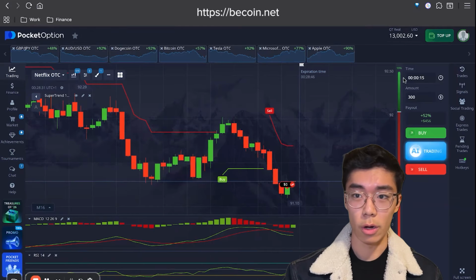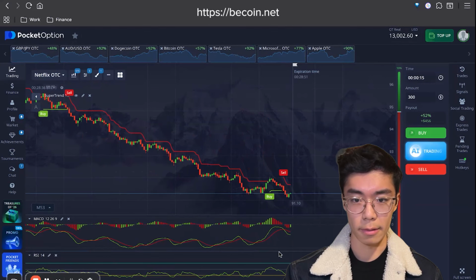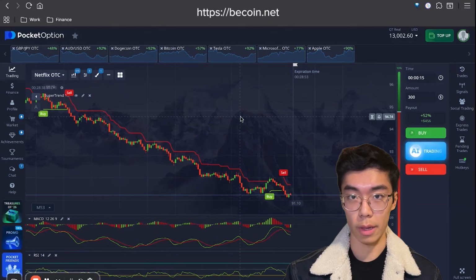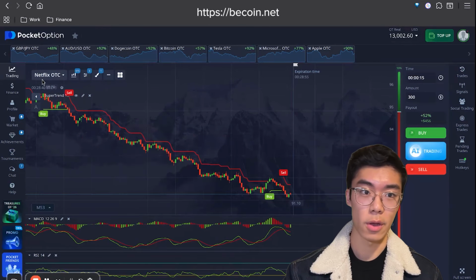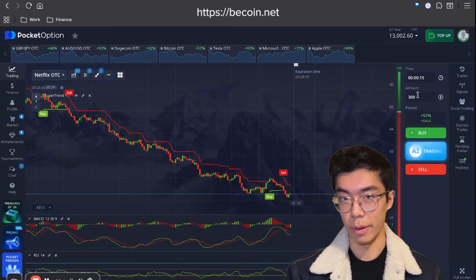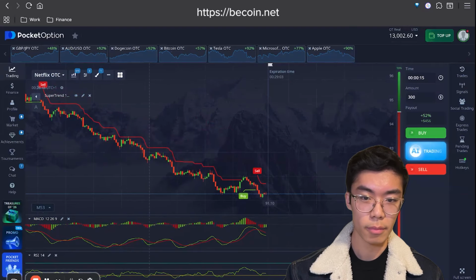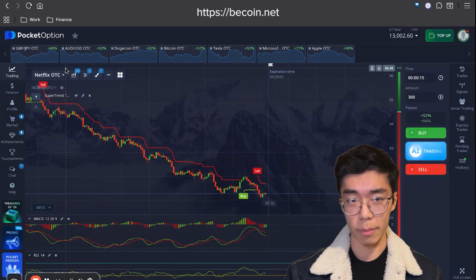Okay, so you want to just select the time frame you prefer. Okay, and you want to be sure that the risk you're taking is worth it. So that means the payout is worth it. So as you saw right there, I just lost like $300 just for demonstration purposes. Okay, and yeah, so that's how to trade on Pocket Option actually.